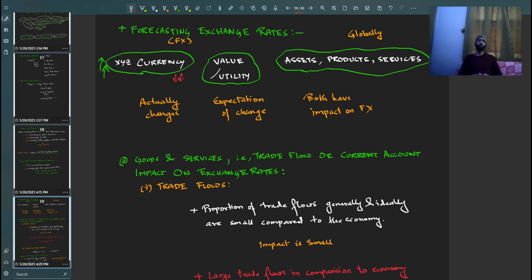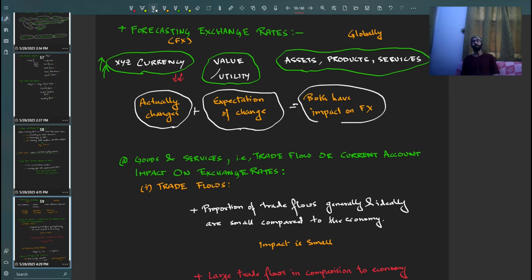Now, it is not only the actual movement that impacts, it is also the expectation of change in movement that impacts the foreign exchange. So let me highlight this part also. Actually, if things change, then the change happens, that is okay. But the expectation itself of a change also changes the exchange rates. So actual and expectation both have an impact on the exchange rate, right?